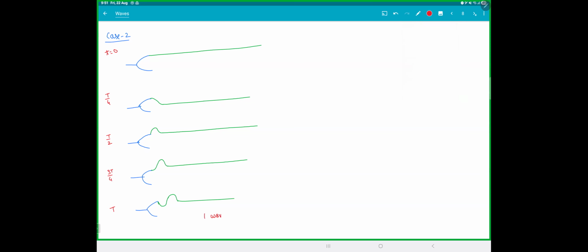So for one oscillation of the tuning fork, you get one wave pulse. So in this case, the wave frequency will be equal to the frequency of the tuning fork. So remember, if nothing is mentioned, we take this case. With the tuning fork, you can actually generate two different frequencies.